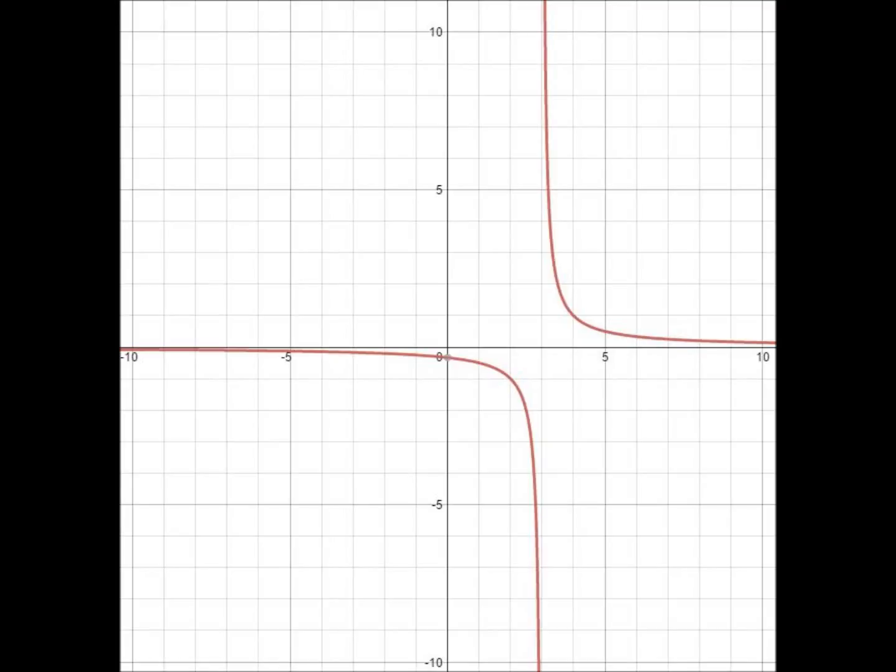Now we will be looking at asymptotes. What is an asymptote? An asymptote is a curve or line that the graph approaches. There are two types of asymptotes, vertical asymptotes and end behavior asymptotes. The end behavior asymptotes we will be discussing are horizontal and oblique asymptotes.